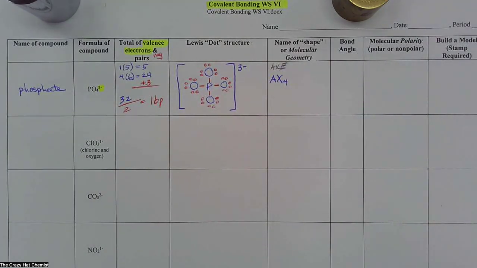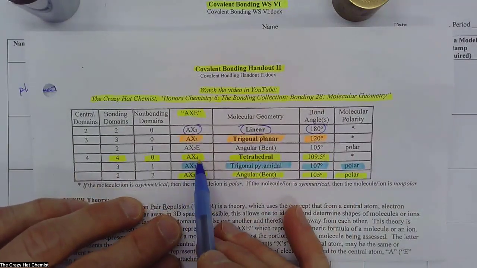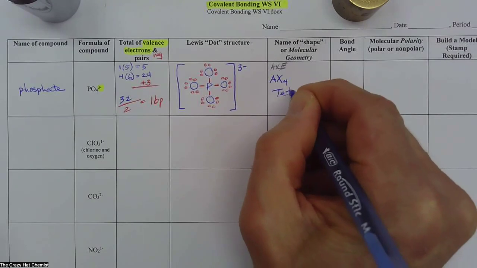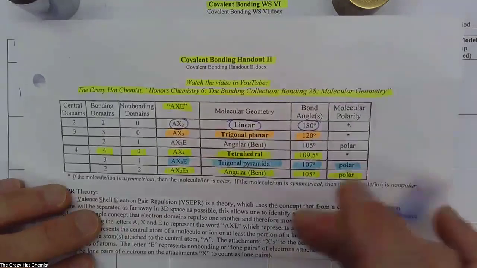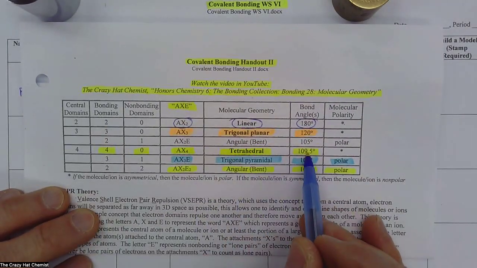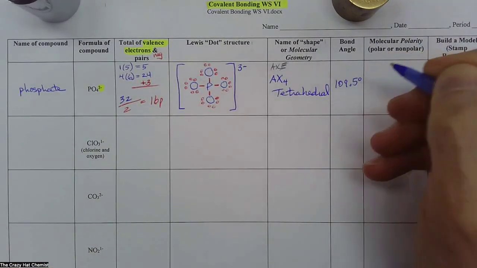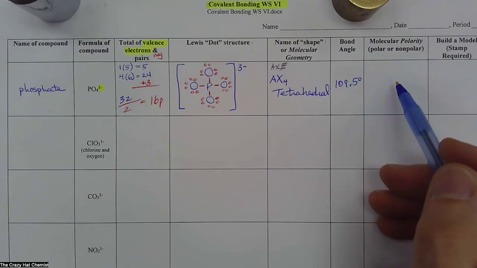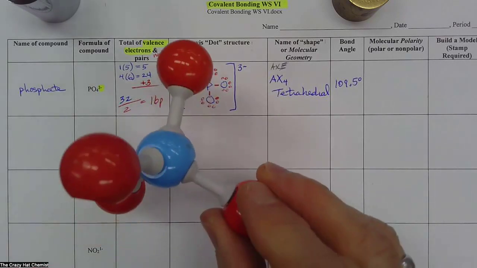Now we're going to use our little table right here, and find out what AX4 represents. That is tetrahedral. Perfecto. And tetrahedral corresponds to a particular bond angle of 109.5 degrees. Excellent. And now we're going to figure out the molecular polarity based on the model. So what we need to do is make a model, okay, and here we go. Here is our model.